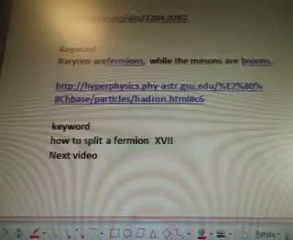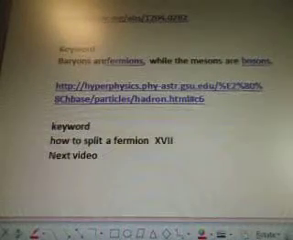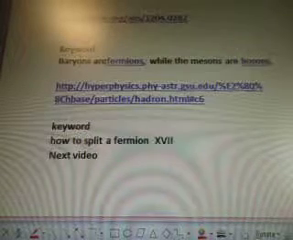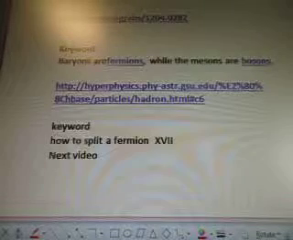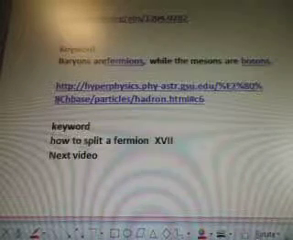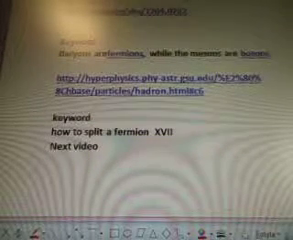June 2012. So arxiv.org still doesn't listen. This is the keywords baryons. It listened. Baryons. I'm just joking around. Baryons are fermions, while the mesons are bosons. From the link hyperphysics.phy-astr.gsu.edu. Next will be how to split a fermion, video 17.